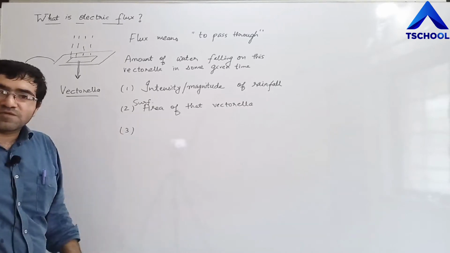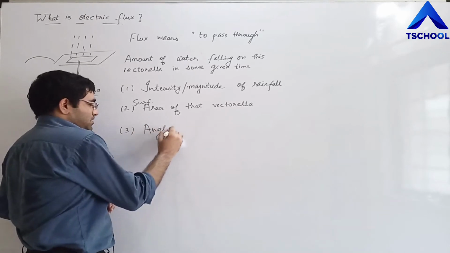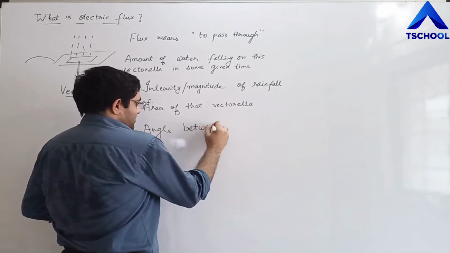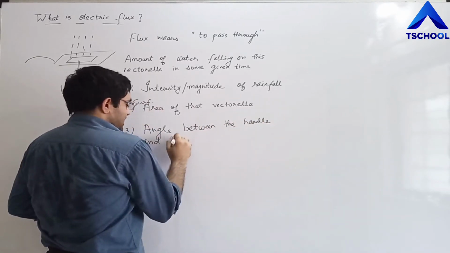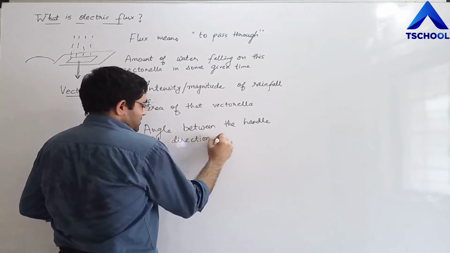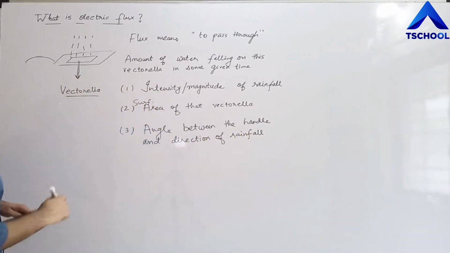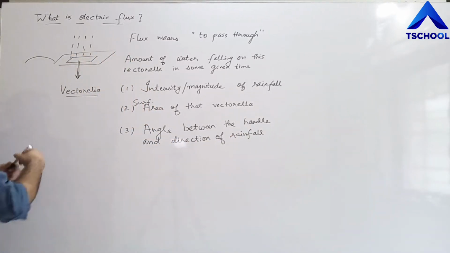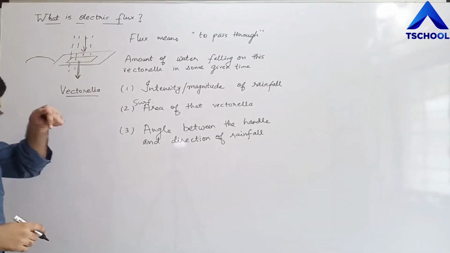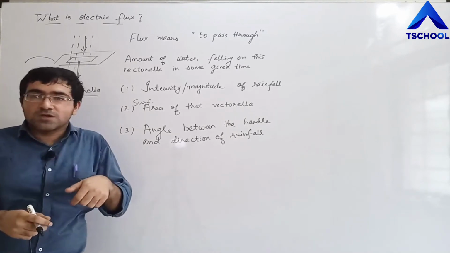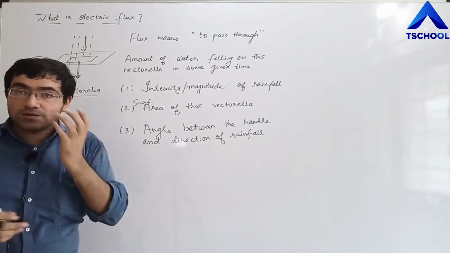And the third thing, which might not come to your mind very easily, is the angle between the handle and the direction of rainfall. At this moment, the way I've drawn it, the raindrops are falling vertically in a downward direction, and the arrow or the handle is also pointing downwards. So in that case, you are going to receive the maximum amount of water falling on that umbrella.